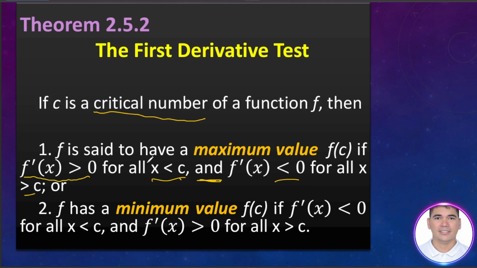And number 2, f has a minimum value, f of c, if the derivative of x is less than 0 for all x less than c. So compared to the previous one, ito greater than, ito less than. Here, less than siya dire, and greater than dire nga pikas. So that is the minimum value. This is the maximum value.